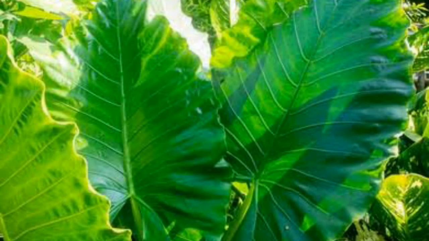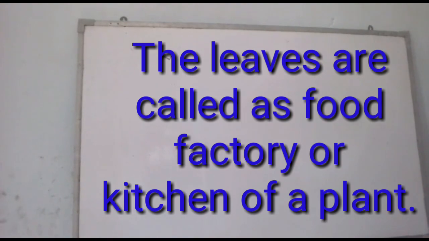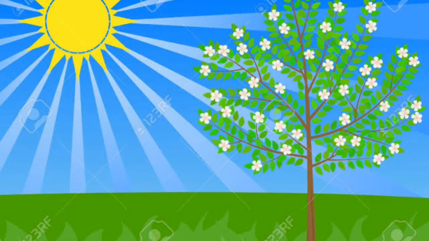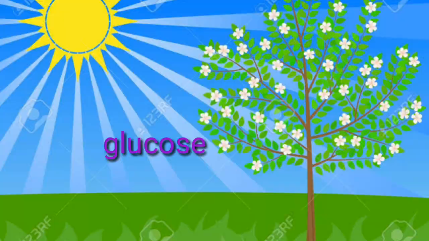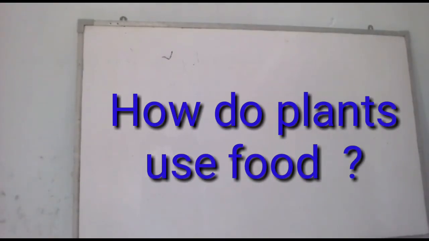Now we know about the leaf, that the leaf makes food for the whole plant. So the leaf is known as the food factory or kitchen of the plant. Leaves use the energy of the sun to change water and carbon dioxide into a kind of sugar which is called glucose. This sugar is then taken to all parts of the plant by the side veins and the stem.